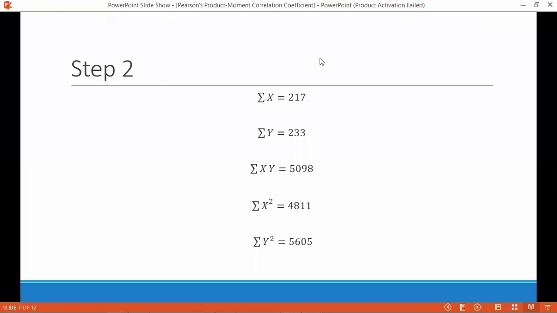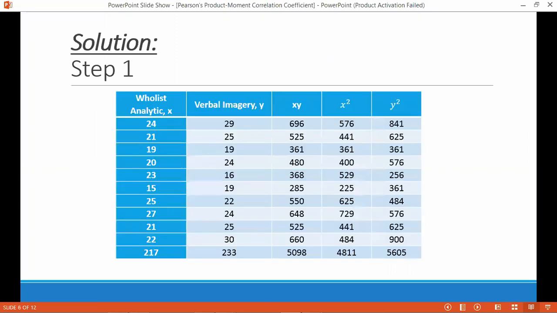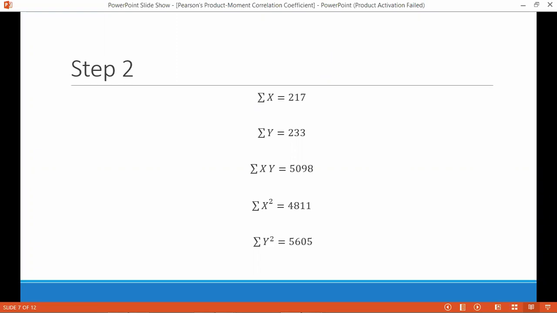Now, for step 2, you are to write down the totals, the summation for each column sa step 1 natin. So, 'di ba kanina nakuha na natin yung mga total in each column. So, mas madali na siya. For the summation of x, we have 217. Summation of y, that is 233. Summation of xy, 5,098. Summation of x squared equals 4,811. Summation of y squared is 5,605.